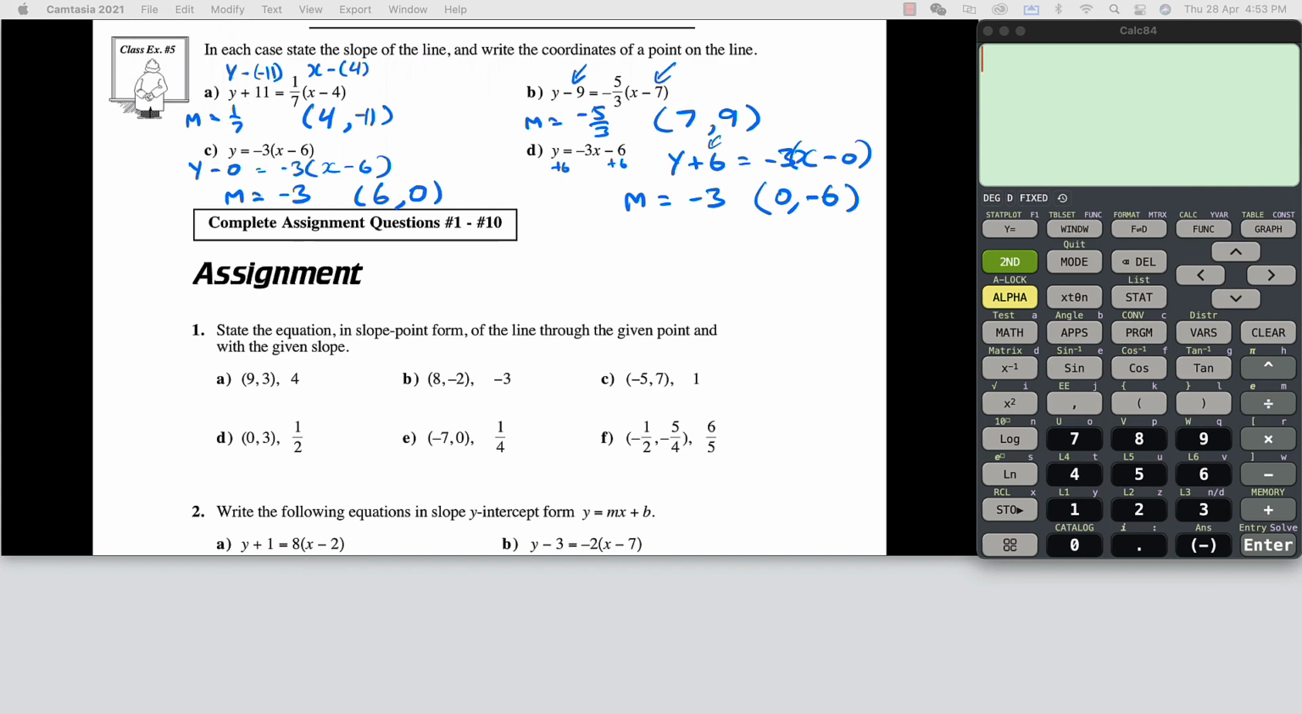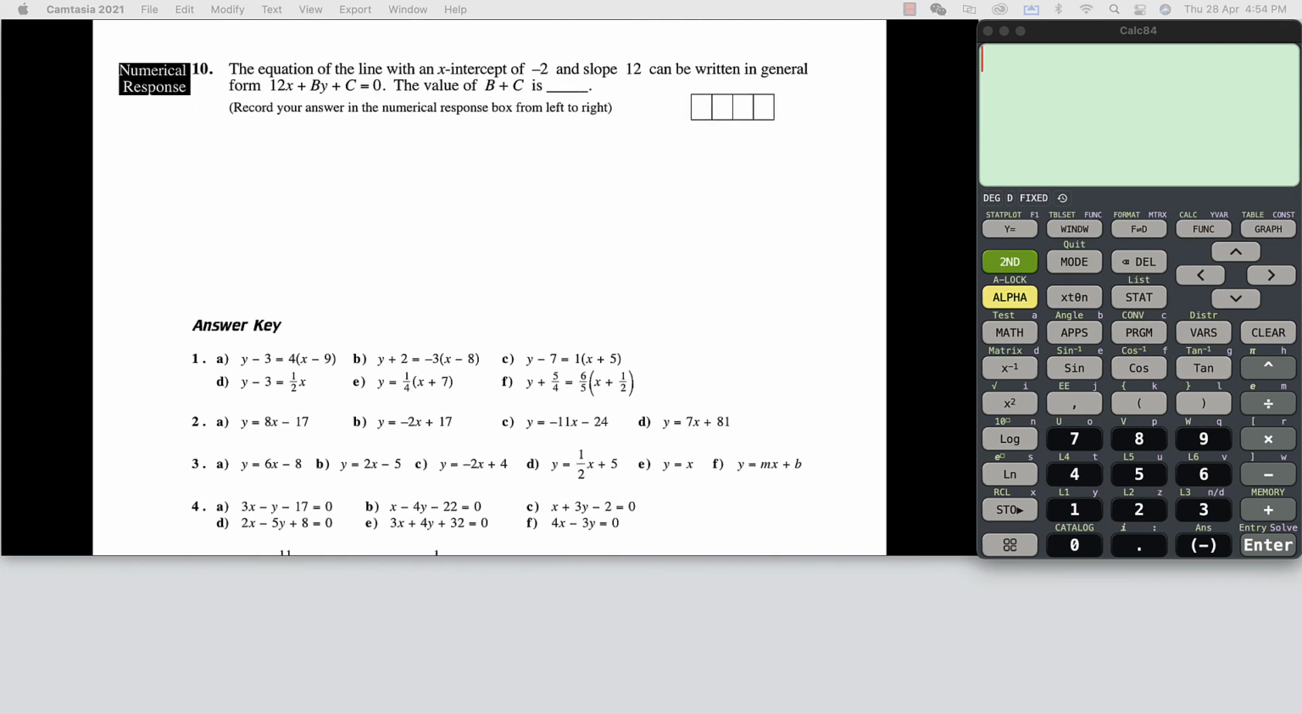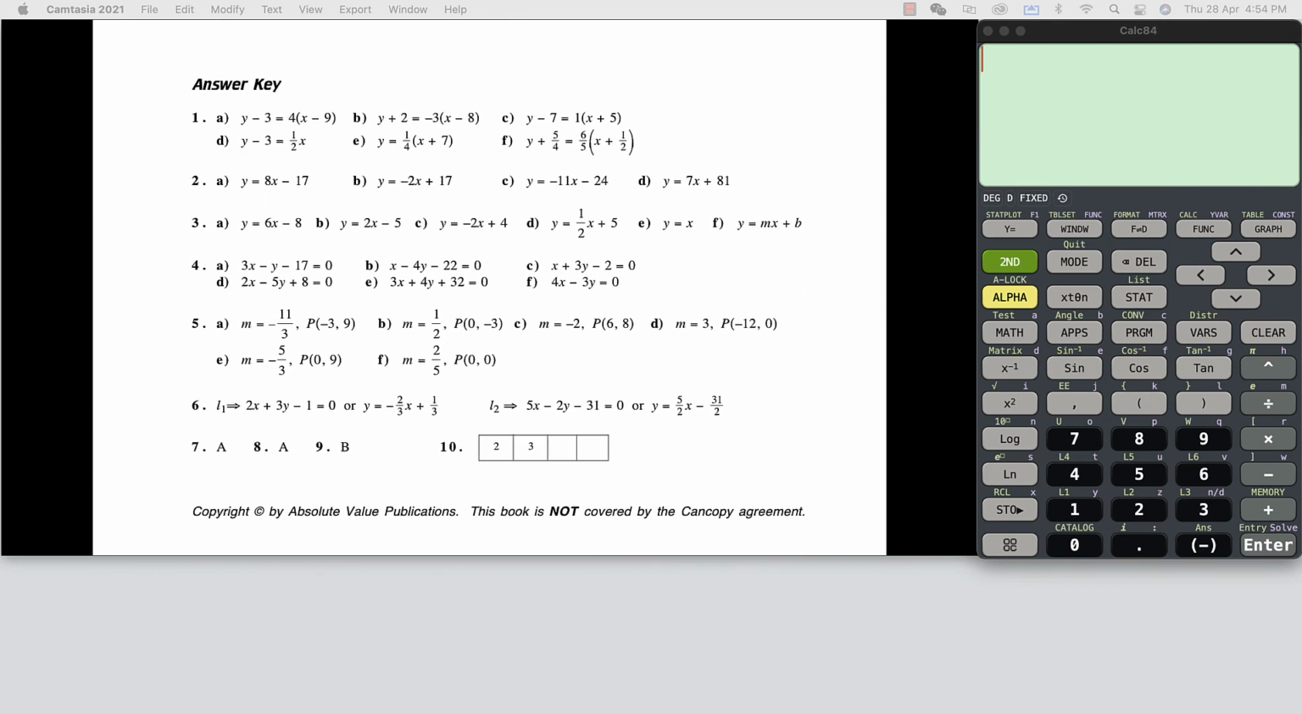And that's it. Now there's just questions all the way through to page 585, and the answers are there at the bottom.